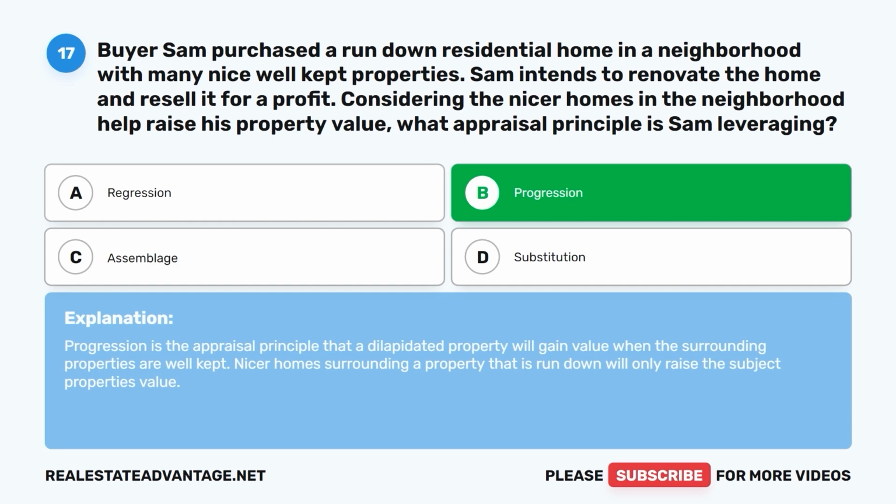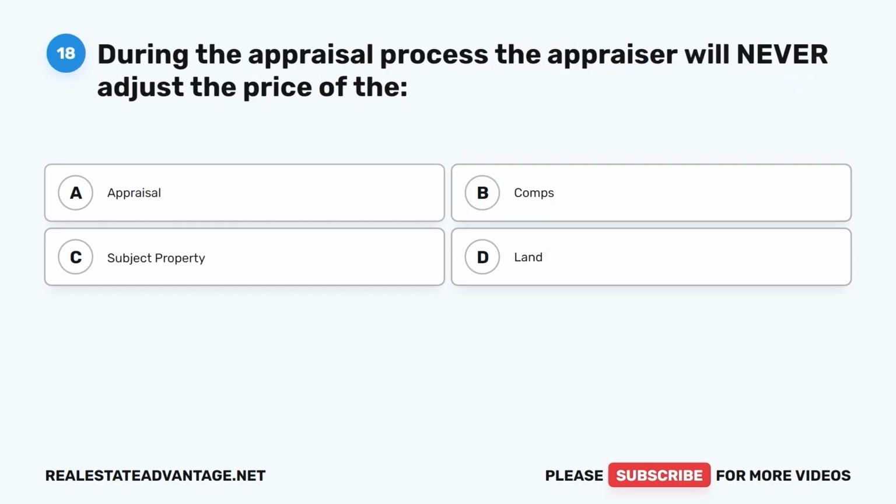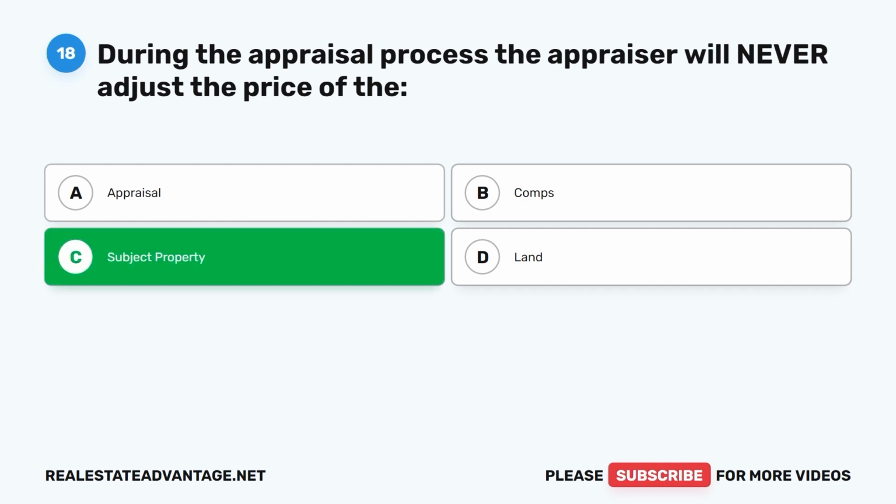Progression. Progression is the appraisal principle that a dilapidated property will gain value when the surrounding properties are well kept. Nicer homes surrounding a property that is run down will only raise the subject property's value. Question 18. During the appraisal process, the appraiser will never adjust the price of the: A. Appraisal, B. Comps, C. Subject property, D. Land. The correct answer is C. Subject property.